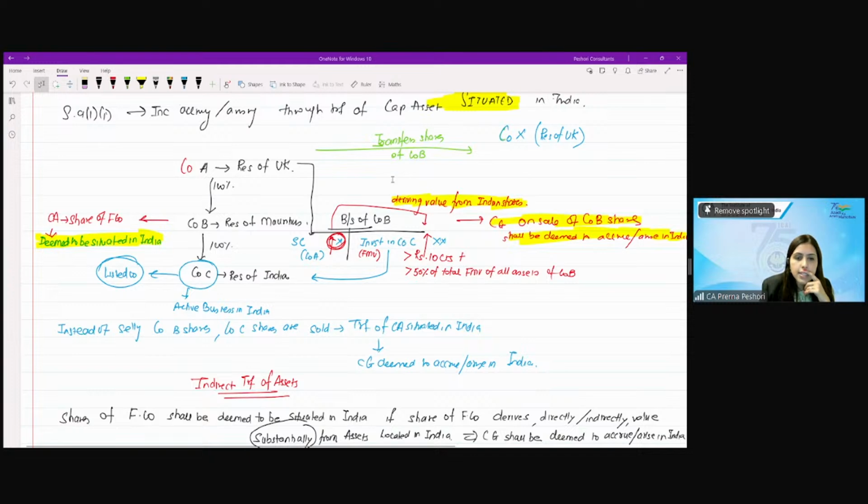Okay. In case there are no further questions, I would request you to please revise these topics, because these are important from the theory perspective. Also, we'll look at one of the examples to understand this indirect transfer in the next class.